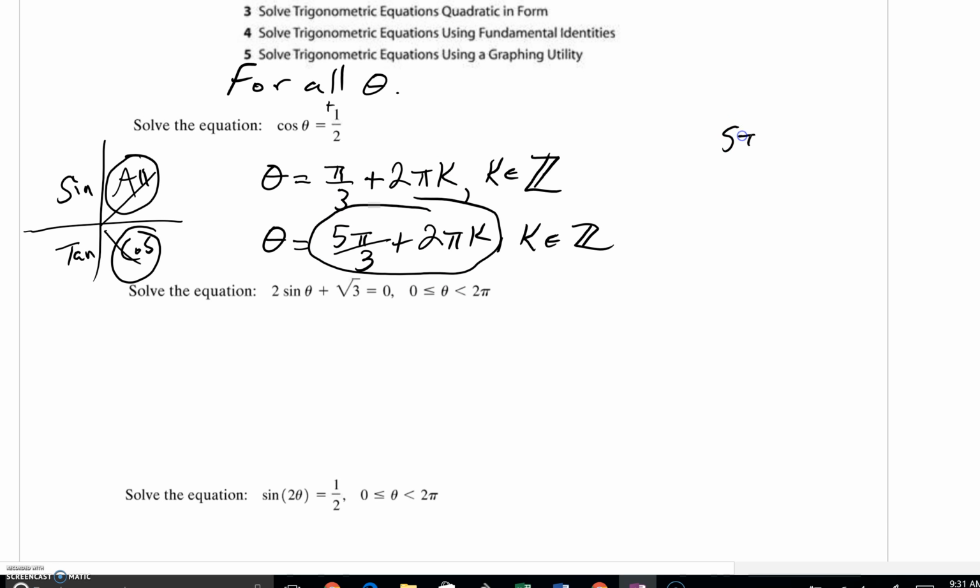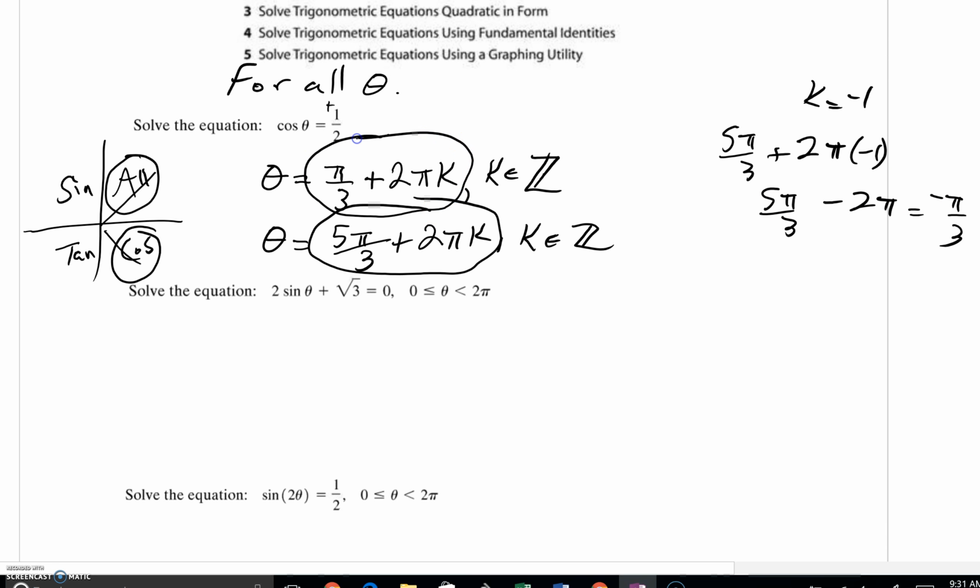I want to tell you that if we let k equal negative 1, we'd get 5 pi over 3 minus 2 pi. That, sure enough, is going to get you your negative pi over 3. So, I just want to tell you that this is all represented.